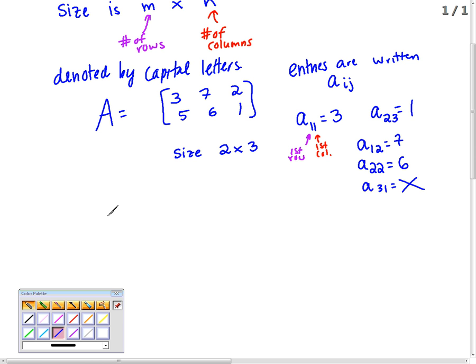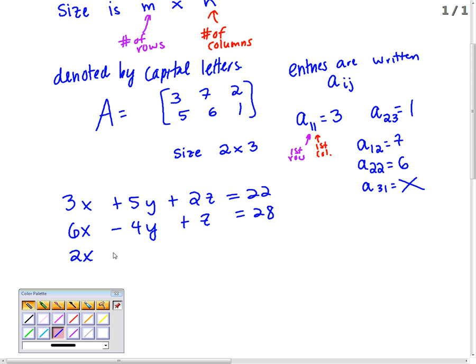There's lots of cool properties of matrices, but I want to show you one little thing. I'm just going to make something up. I can take 3x plus 5y plus 2z equals 22, 6x minus 4y plus z equals 28, 2x plus 3y plus 5z equals 9. This is a system of equations, right? With 3 variables and 3 equations. And I can put this into a matrix.